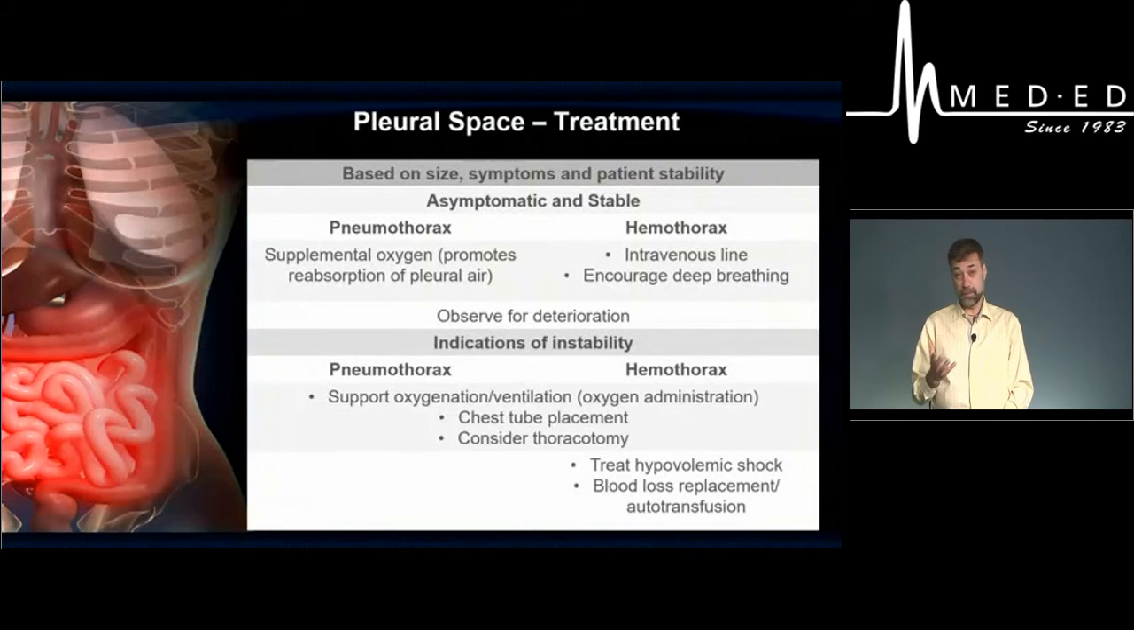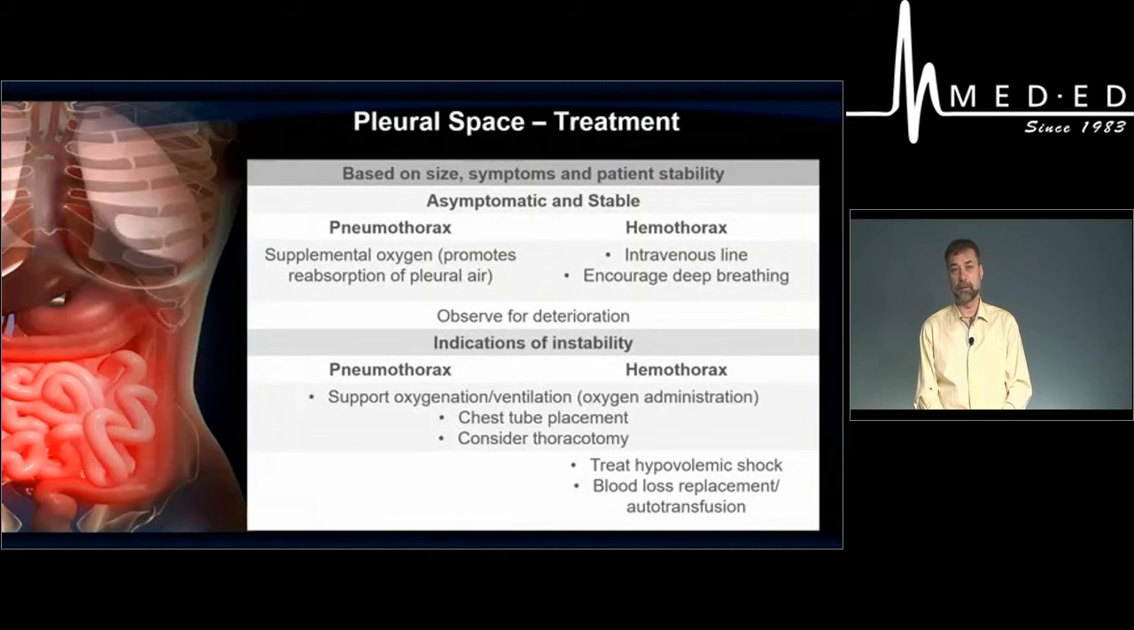Now, for both of these, though, if you're not putting in a chest tube for a small hemo or a small pneumo, you will want to observe the patient for deterioration because they can get worse and they may need a delayed chest tube. Now, if your patient is in any way, shape, or form unstable, then a chest tube needs to be placed.